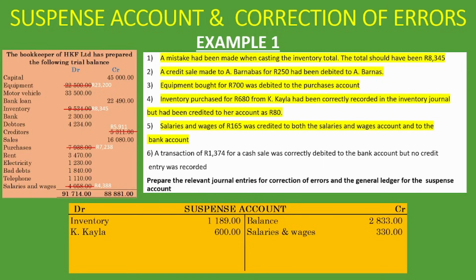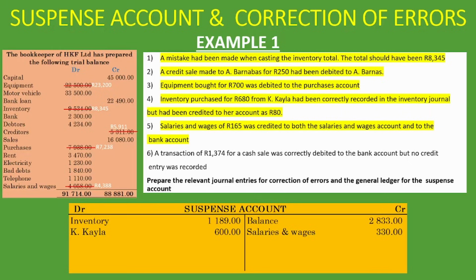Let's look at the last scenario here. A transaction of 1,374 Rand for a cash sale was correctly debited to the bank account, but no credit entry was recorded. So what has happened here? Well, we had a transaction for a cash sale and we only recorded to the bank account, which was correctly done. So if no credit entry was done, that means this is part omission. We only omitted part of the transaction, which means the contra account, because we recorded the bank account correctly.